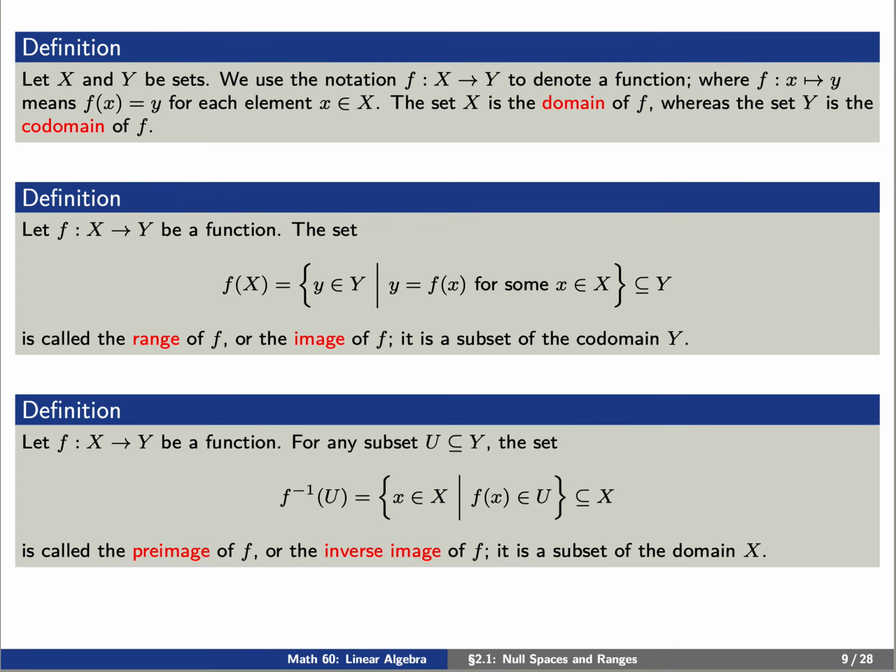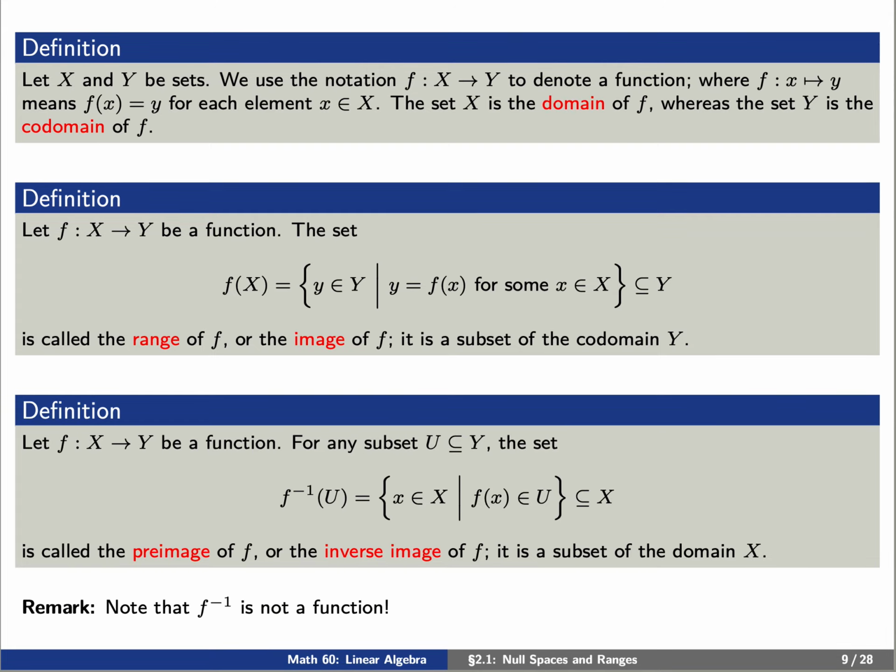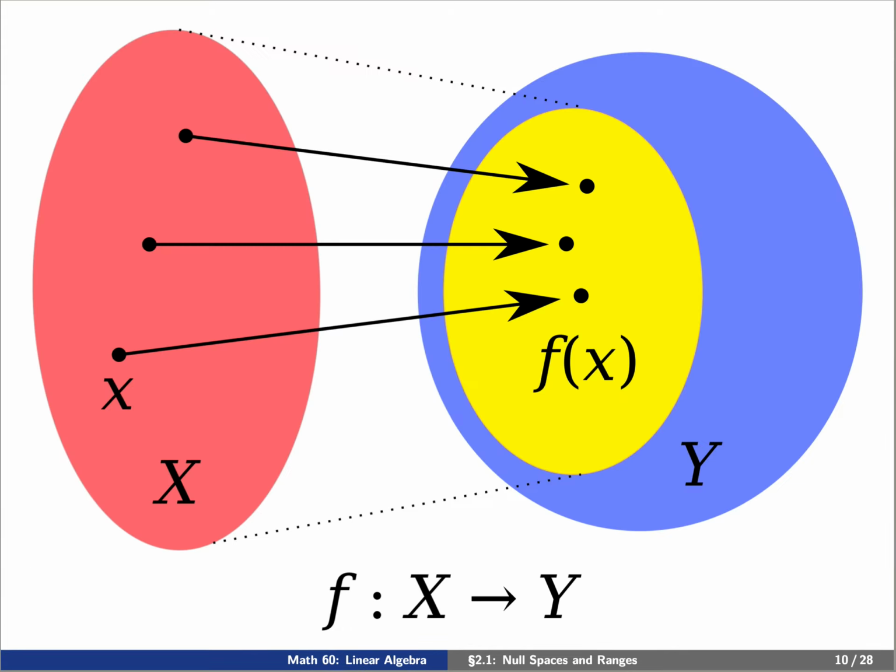Similarly, we can take a look at the preimage or the inverse image of f. Given any subset U of our codomain Y, the set of elements x in the domain X such that f(x) is an element of U is a subset of the domain X. Note that this f inverse is not a function. It's simply some notation to denote that we care about a certain subset of the domain X.